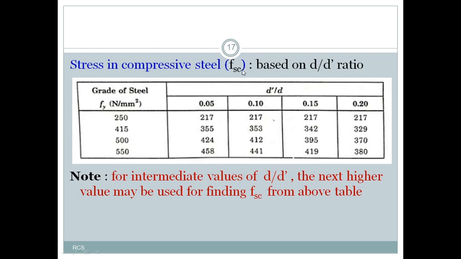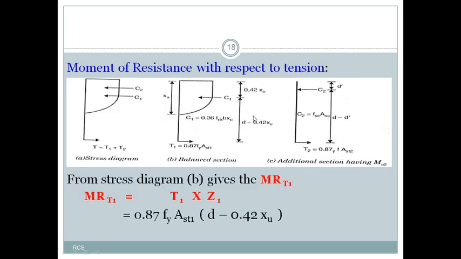Here we have two ways of calculating. One is by knowing the strain in steel, from the corresponding stress strain curve of steel. From that strain value we can know the corresponding stress. Otherwise you can calculate the FSC from this particular table.